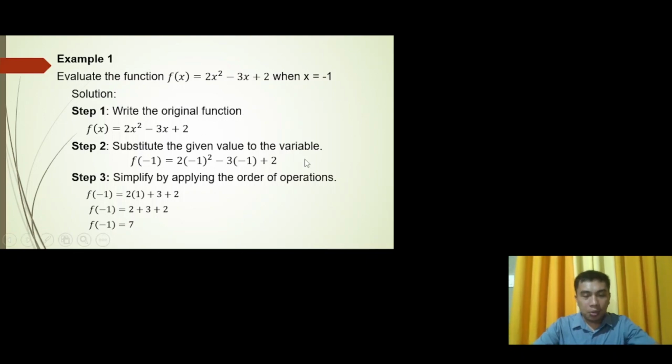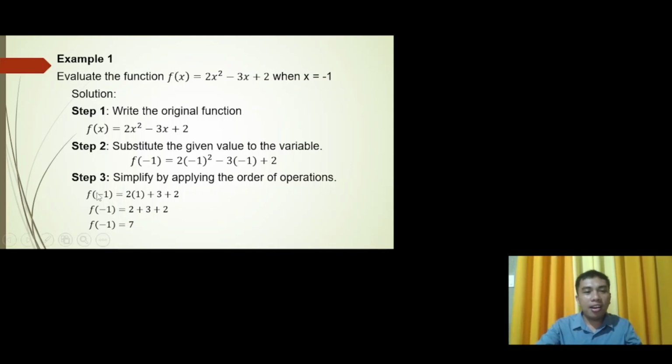So, since we are done with step 2, we are going to proceed to step 3. In step 3, we are going to simplify by applying the order of operations. So, we are going to simplify now. In simplifying, we have to remember the PEMDAS. What is PEMDAS, by the way? We have to review first. This is parenthesis, exponent, multiplication, division, addition, and then subtraction.